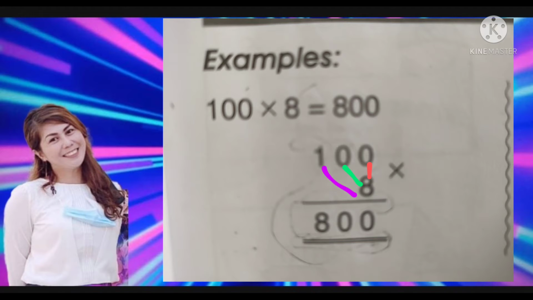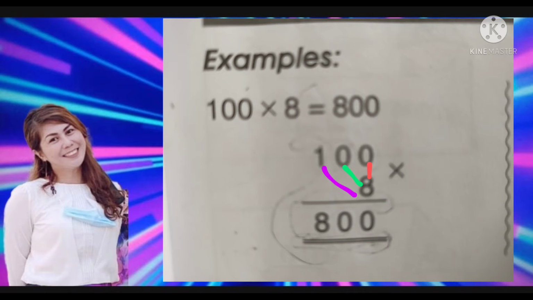Then we go to the hundreds place value, 1 multiplied by 8. Always remember, any number multiplied by 1, the answer is that number. So 1 multiplied by 8, the answer is 8. Now the answer of the given number 100 multiplied by 8 is 800.